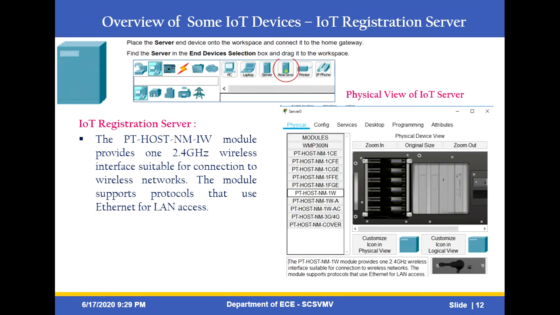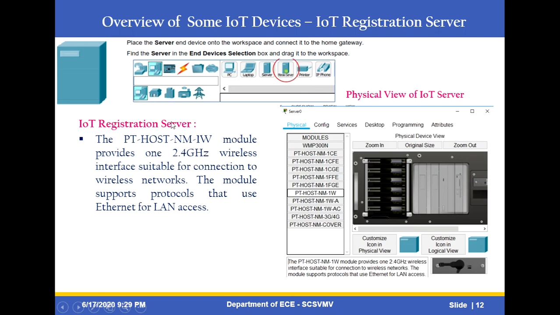Then next one is the IoT registration server. This is available from here. This is where the server is placed. These are end devices. This is called end devices. Then the previous one, home gateway, is available from this one. Now you click on the end devices icon. You will get this bar. Then choose and find the server and the devices selection box, and drag and drop to your desktop.